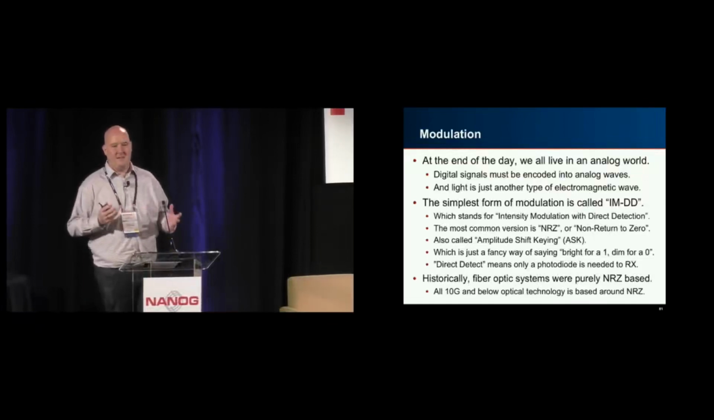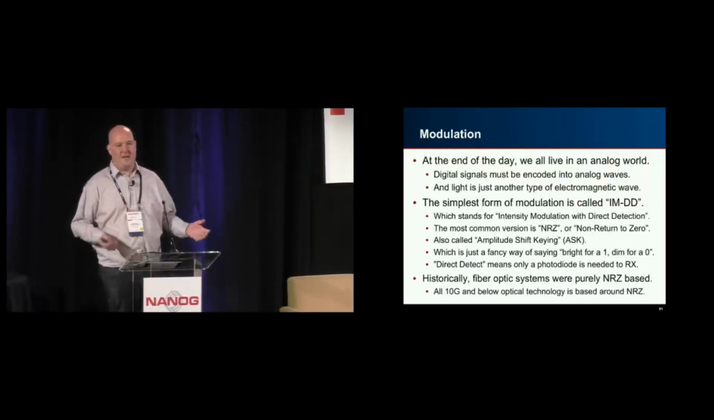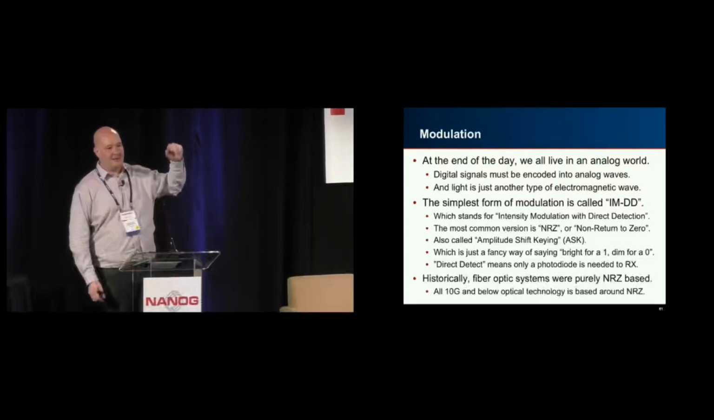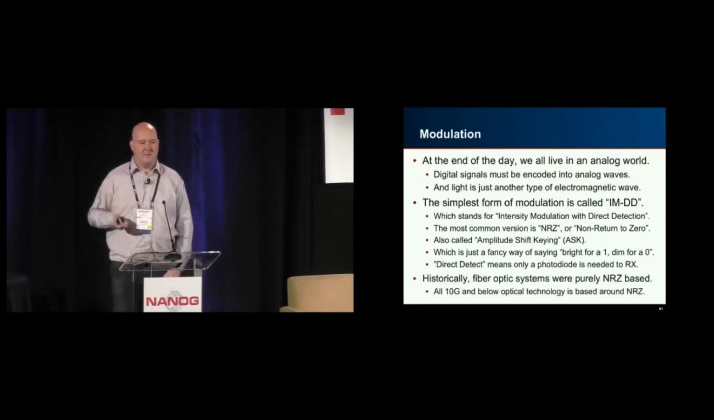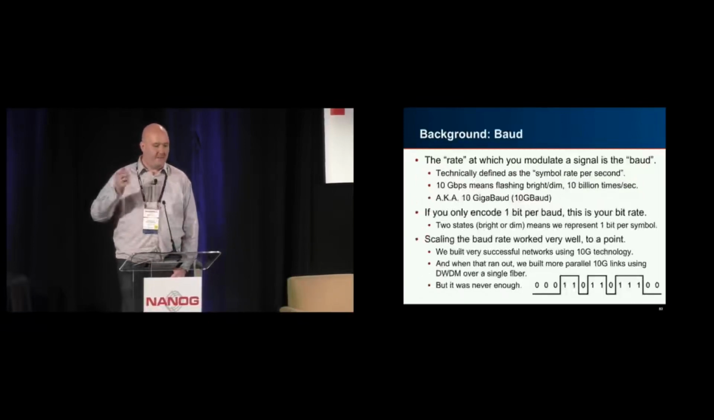And direct detect just means that all you need to detect this is a photodiode. You look at the light and you see, I saw a bright, I saw a dim. You turn that back into a 1 or 0. So historically, like I said, all these fiber systems up until very recently have been based on this technology, and all we've done is signal faster and faster and faster.